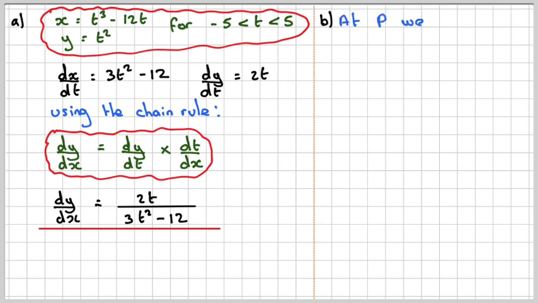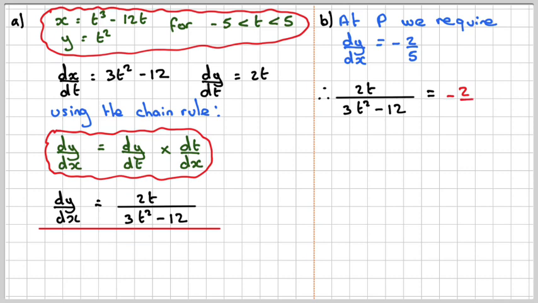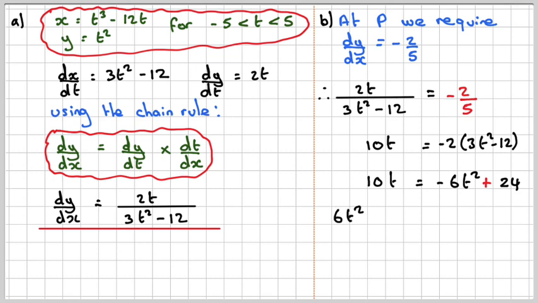Okay, for part B, we require dy by dx to be equal to minus 2/5 at P. So we take this and put it equal to minus 2/5. We'll just cross multiply to solve it. We get 10t is equal to minus bracket 3t squared minus 12. Expanding that bracket, we get minus 6t squared plus 24. Be careful with the signs. Bringing everything over to the left-hand side, we get 6t squared plus 10t minus 24 is equal to 0. These are all divisible by 2, so we end up with 3t squared plus 5t minus 12 is equal to 0.